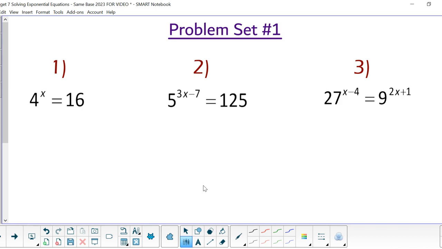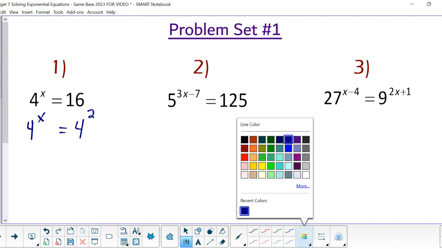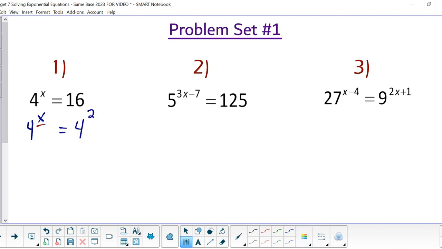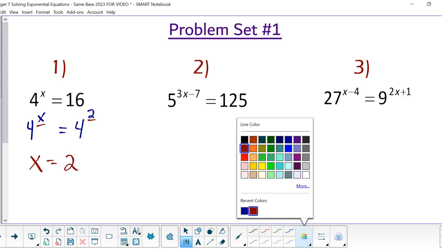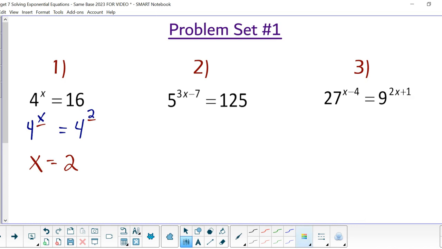So you're going to rewrite 16 as 4 squared. So they have the same base. And then you look at the powers and you set them equal to each other. So you have x equals 2. Done.